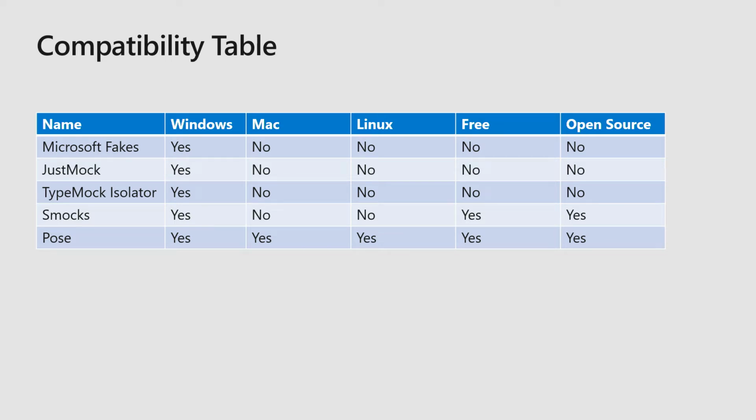For example, mocking libraries leverage things like inheritance to extend a particular object. But isolation frameworks go a bit deeper by talking to the underlying runtime to cause detours. So when you try to call a method, instead of calling that actual method, it goes to a particular mock method that you specify. We did have a bunch of them in this space. You have Microsoft Fakes, JustMock, TypeMock Isolator, Smocks, and Pose. However, in this entire compatibility table, only Pose works cross-platform.